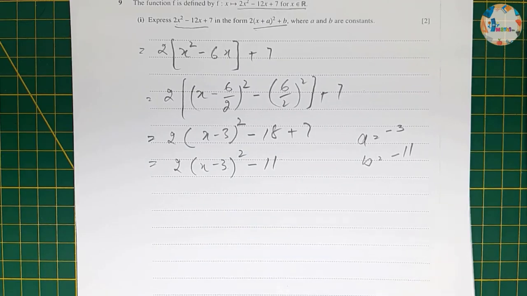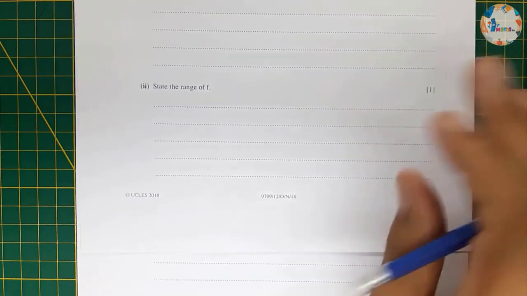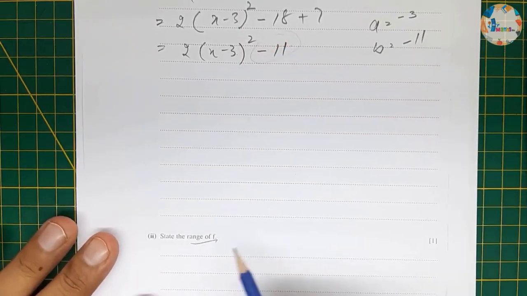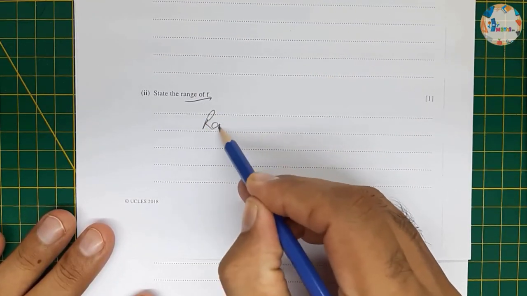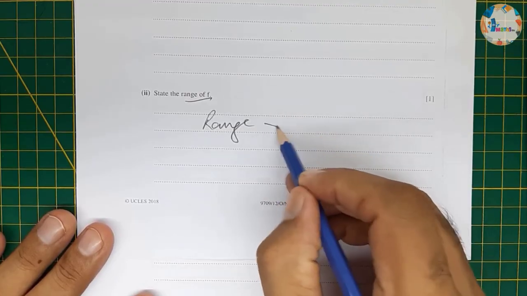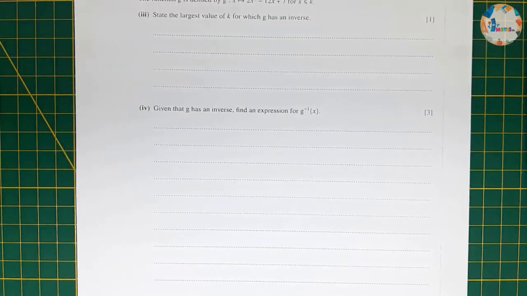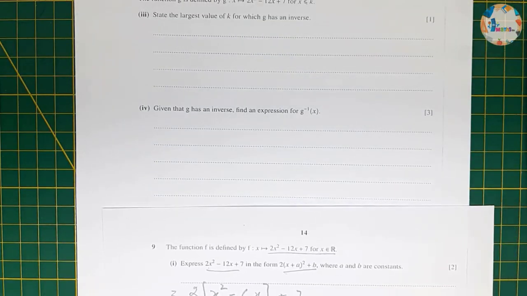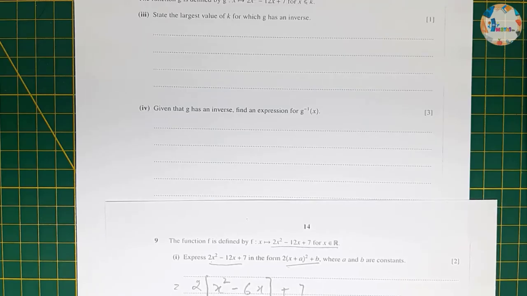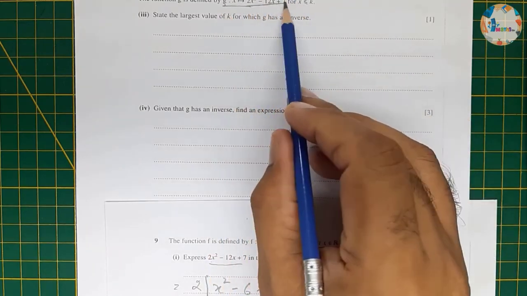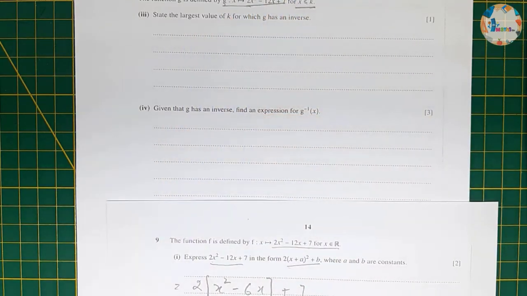So next part b, they are saying state the range of f also. And the range of f is basically this one. So we can write here the range is greater than or equal to minus 11, which is mentioned. Now, next part, the function g is defined by this value. This one, g of x is defined for x less than or equal to k. State the largest value of k for which g has an inverse.